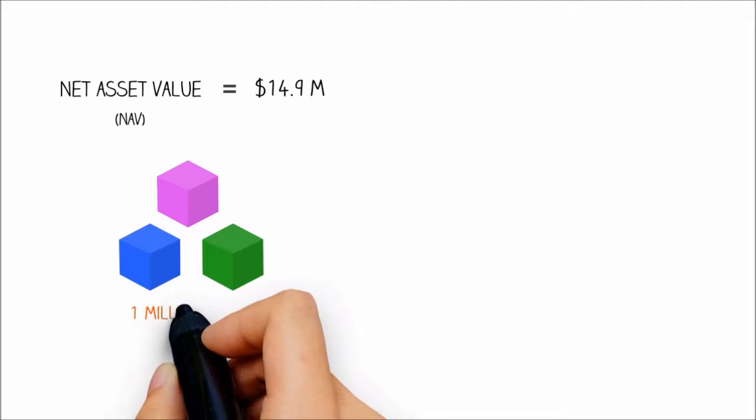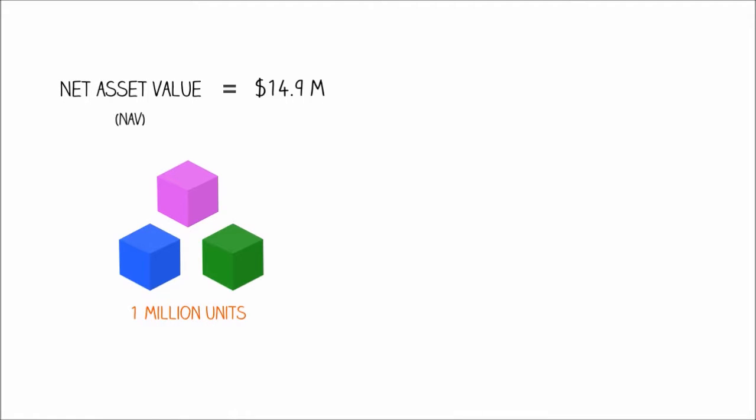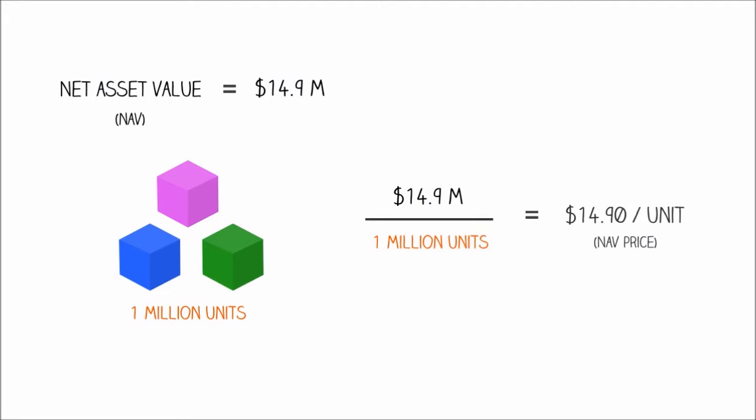Let's now say that there are 1 million units available in the fund. What we can do now is calculate the price of each unit. To do this, we divide the net asset value by the number of units available. And after doing so, we find that the unit price or net asset value price is $14.90 per unit. And this price can go up or down depending on how the fund performs.